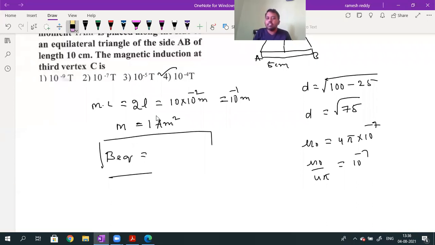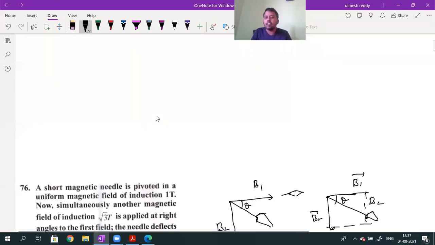So B equatorial formula for a long bar magnet, what is the formula I can write? Mu naught divided by 4 pi into capital M divided by d square plus L square whole power 3/2. Okay? You apply this formula, you will get the correct answer: the magnetic field induction on the equatorial line is 10 power of minus 4 Tesla.